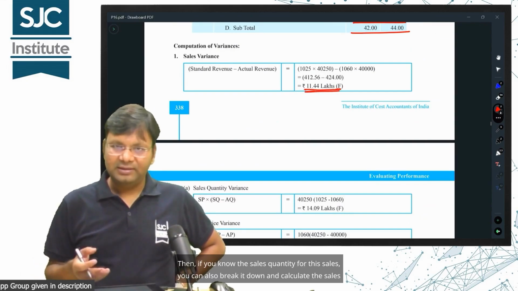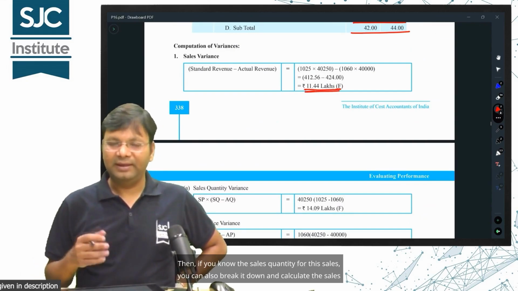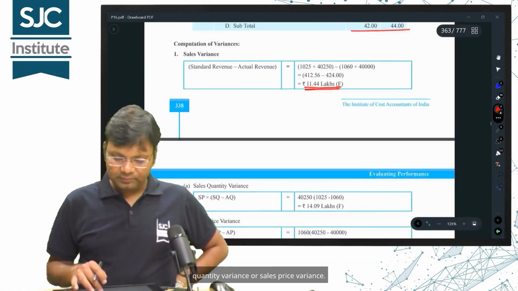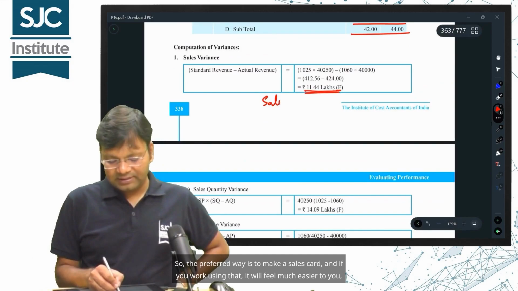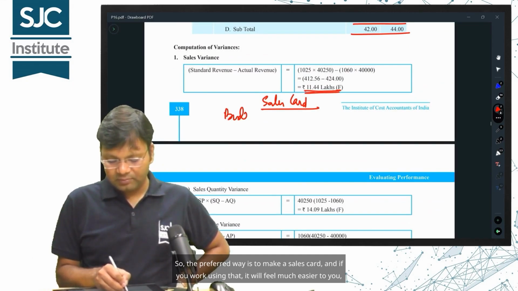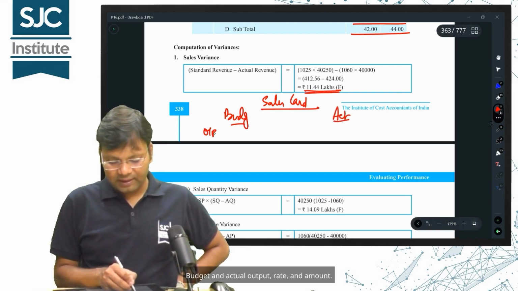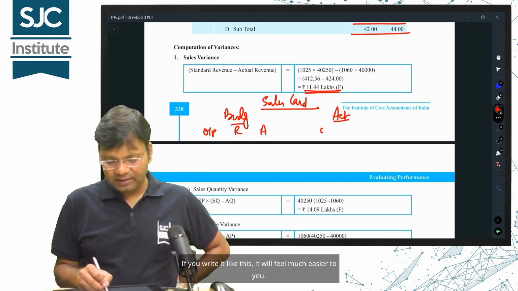Then, if you know the sales quantity for this sales, you can also break it down and calculate the sales quantity variance or sales price variance. So, the preferred way is to make a sales card, and if you work using that, it will feel much easier to you, just like we used to do in our class, right? Budget and actual output, rate and amount. If you write it like this, it will feel much easier to you.